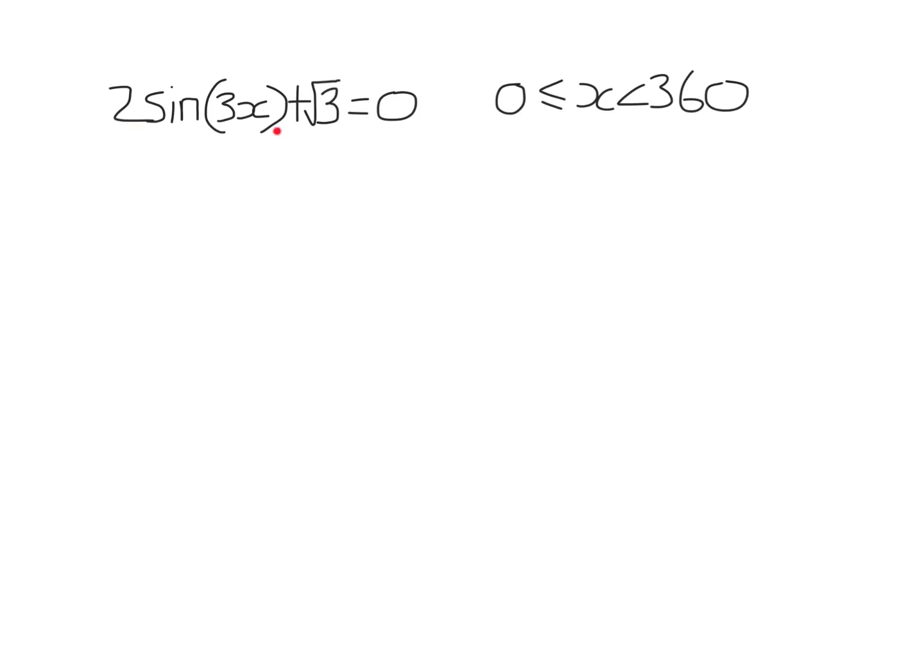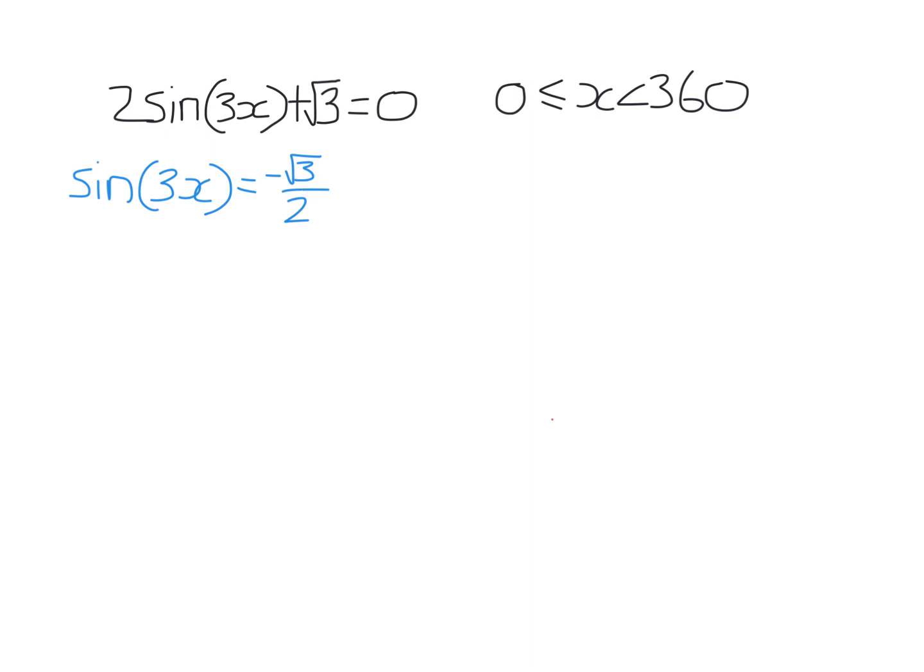Hello, let's look at solving this equation here, finding all solutions between 0 and 360 degrees. So these are tough because there are many steps. But the first thing you need to do is get this sine part by itself. So we're going to subtract root 3 and divide by 2. So now we're solving sine 3x equals negative root 3 on 2.